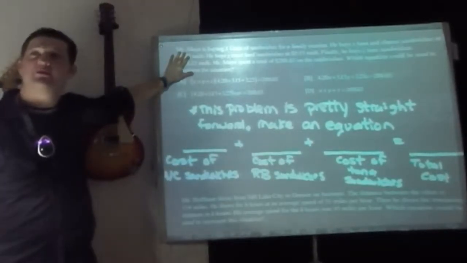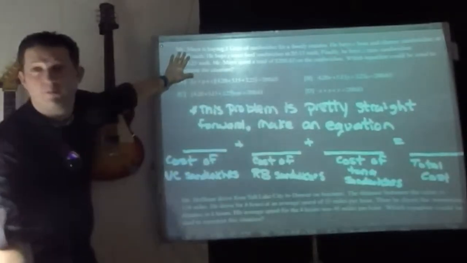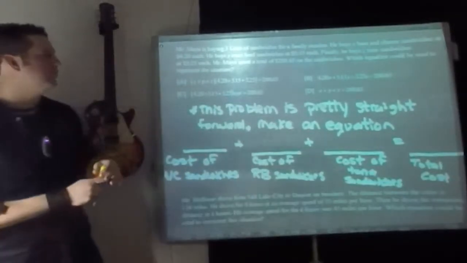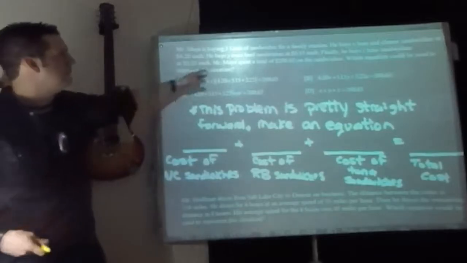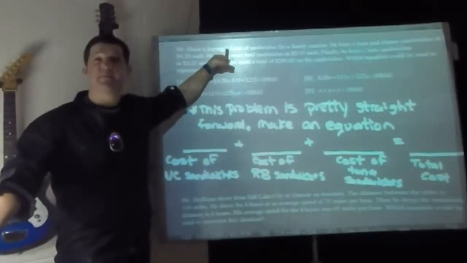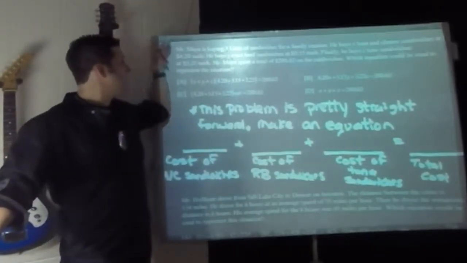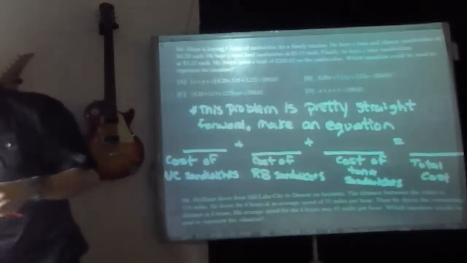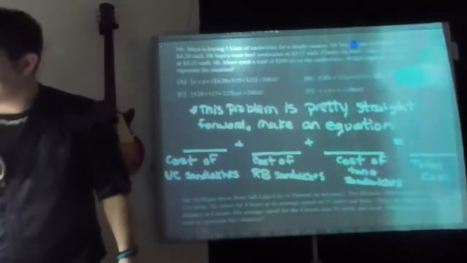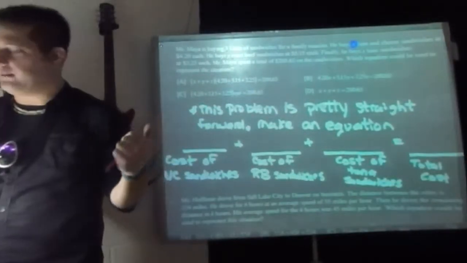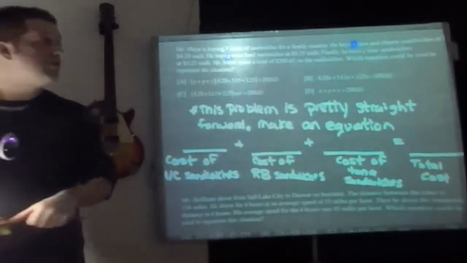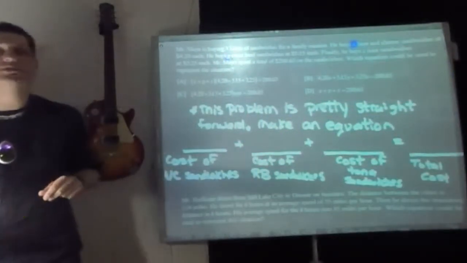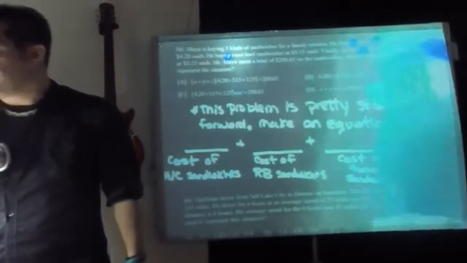Alright, here we go. Here's the sandwich problem. Remember, we're not trying to solve it. We're just trying to set it up. Three kinds of sandwiches. So this guy, Mr. Maya, is going in to buy three kinds of sandwiches. He is going to buy X ham and cheese sandwiches. He's going to buy Y roast beef sandwiches. And he's going to buy Z tuna sandwiches.